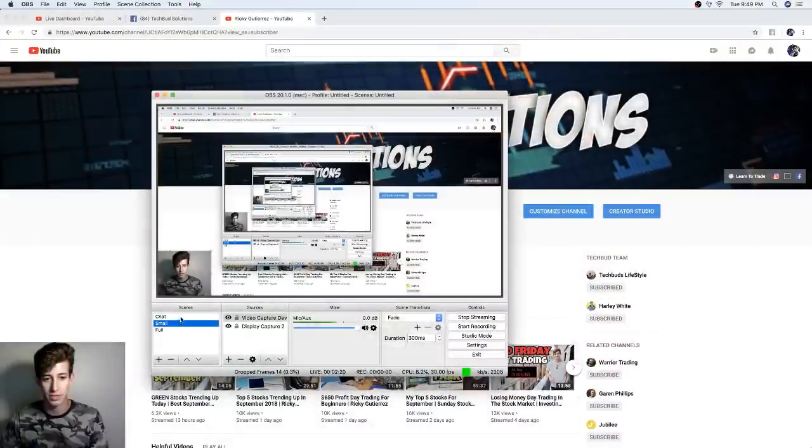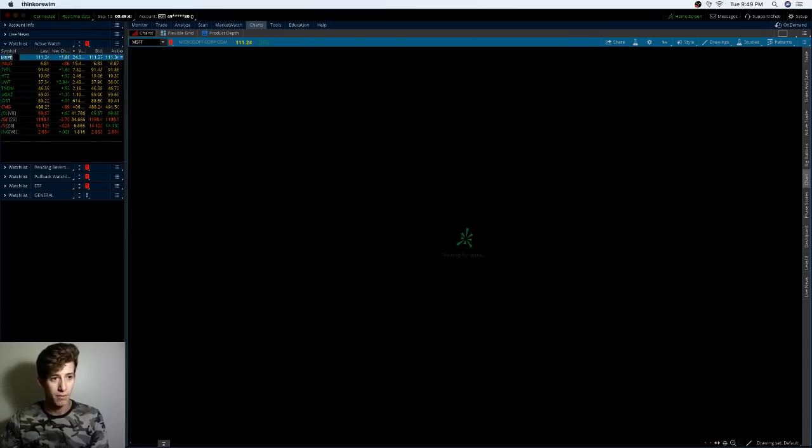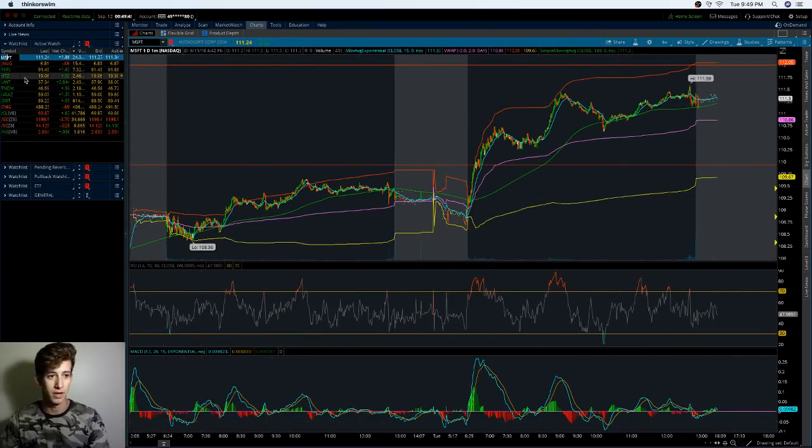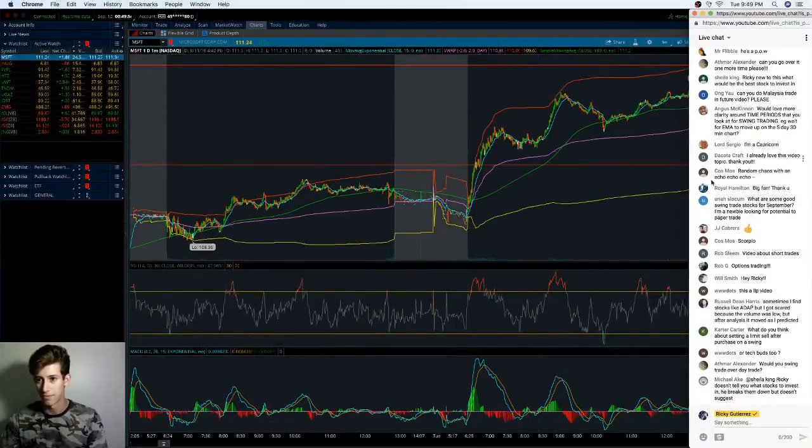Let's go ahead, I'm going to start sharing my screen. You should be able to see exactly what I'm seeing here: all the different stocks that we're pushing, that I was watching today. I'm using the TD Ameritrade Thinkorswim platform for those who are going to be asking, and for all those tuning in live, here you are.